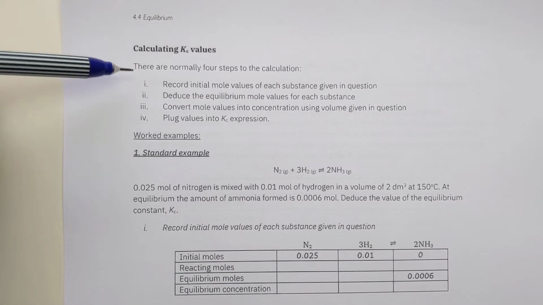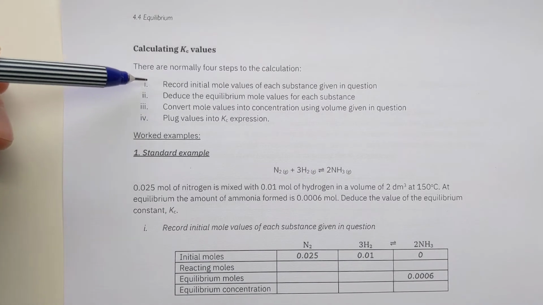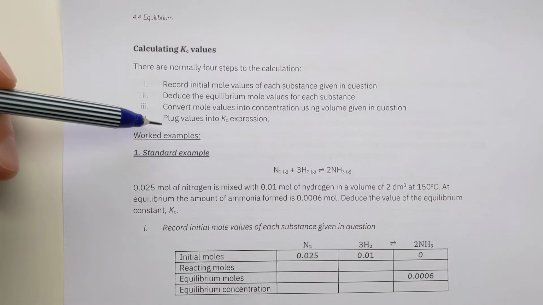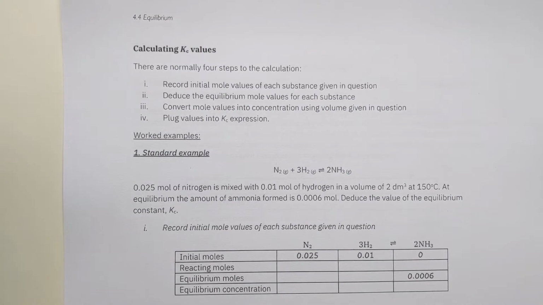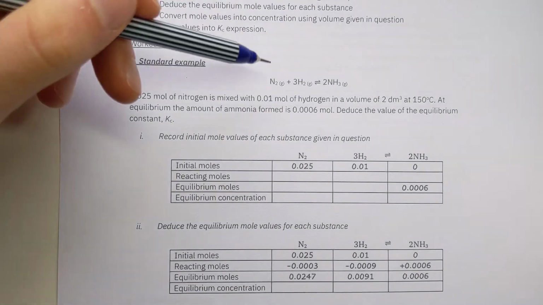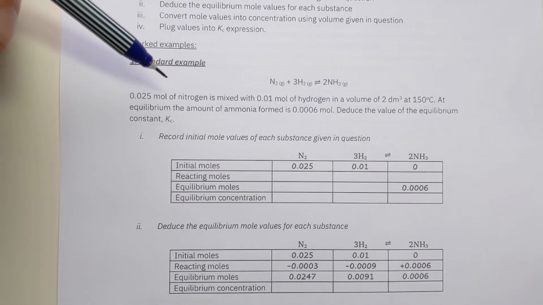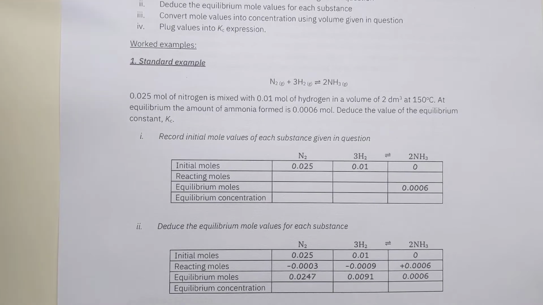What you've got at the top of this second page, which is page 30, is a number of steps, a systematic method to work out Kc expressions. But we're going to just dive straight in and see it in a real example. So this is kind of what it would look like in the exam. It gives you an equilibrium process or reversible reaction. So this is the Haber process again. It tells you 0.025 moles of nitrogen is mixed with 0.01 moles of hydrogen in a volume of 2 decimeters cubed at 150 degrees C. At equilibrium, the amount of ammonia formed is 0.0006 moles. Deduce the value of the equilibrium constant Kc.